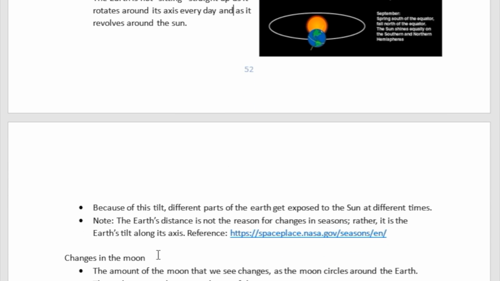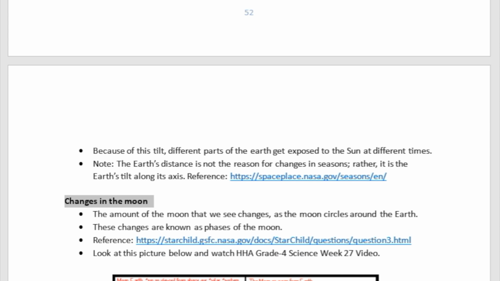All right, what about changes in the moon? Well, changes occur in the moon. You see sometimes half moon, quarter moon, full moon, and all that. Well, the amount of moon we see depends on its relative position to the sun and the earth.